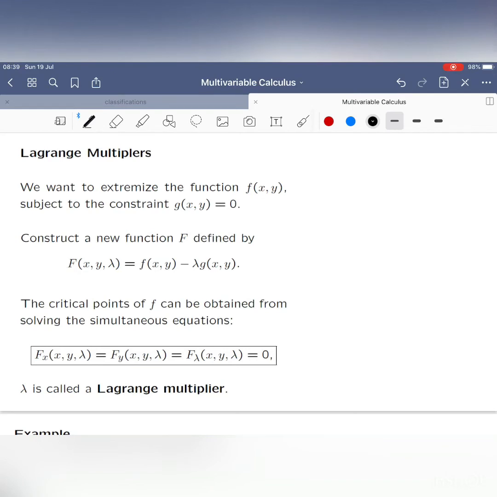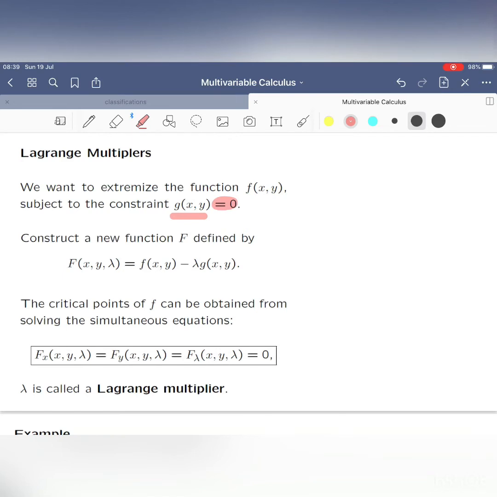If we want to find the extremum of this function, subject to the constraint, just be careful. This constraint must be in terms of g of x, y equals 0. So if the right hand side is not 0, you have to move it, okay, so that you can determine what your g is.